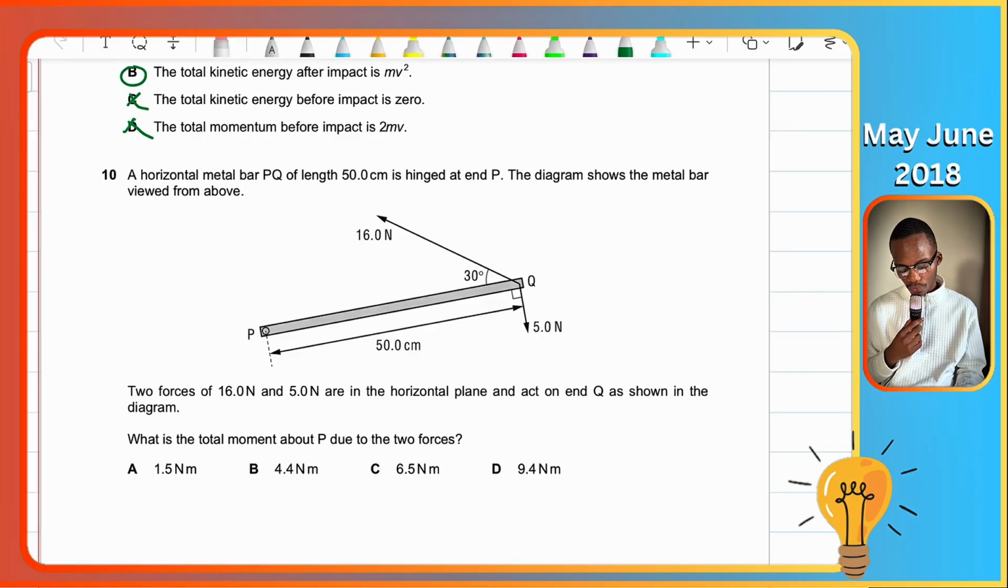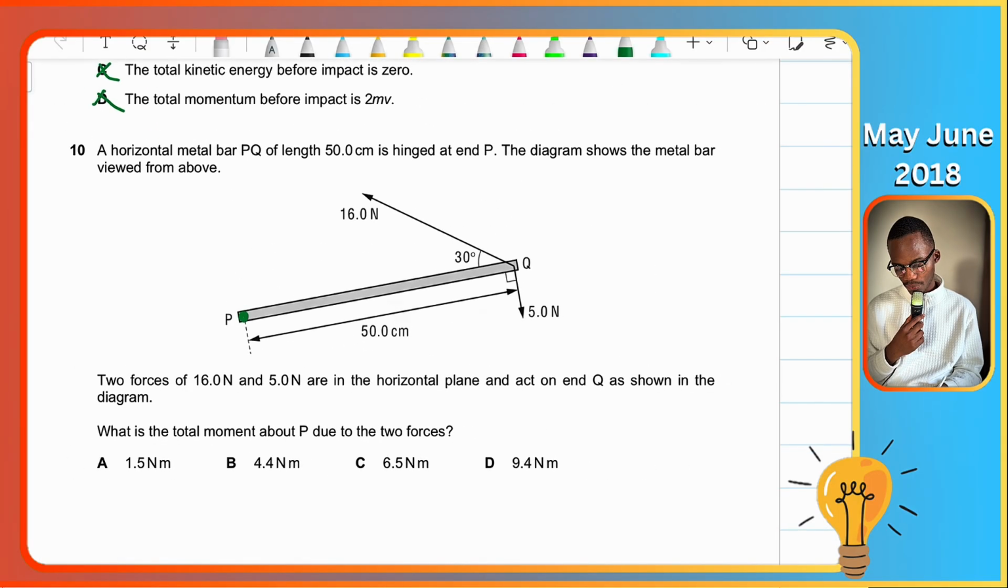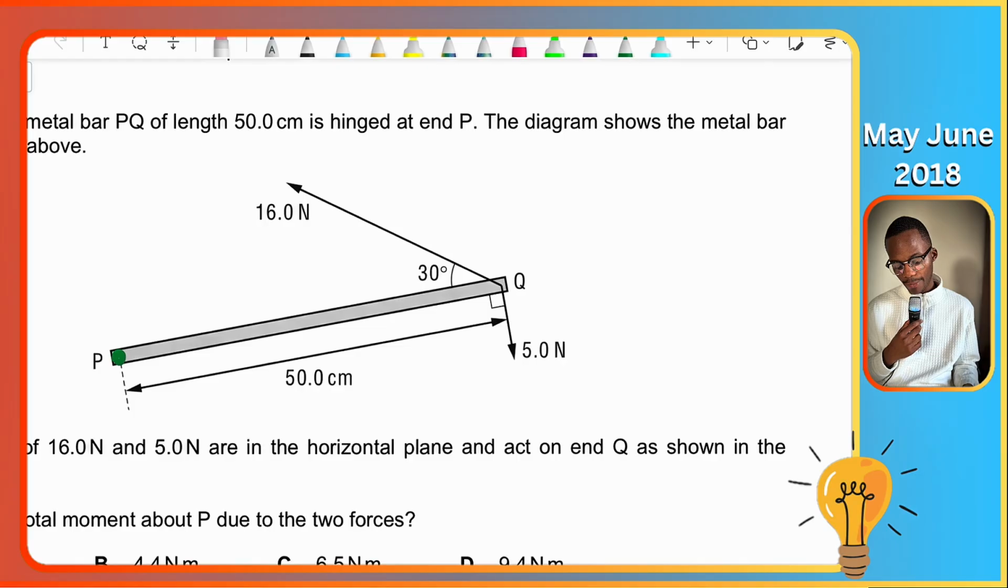Question number 10. We're given a horizontal metal bar, PQ, of length 50 centimeters that is hinged at this specific point. Okay. The diagram shows the metal bar viewed from above. So we're looking at it and we're like, oh, that's our metal bar. Okay. So we have two forces, one of 16 and one of 5, and they act on the end Q. What is the total moment about P due to these two forces? Okay. Again, I'm going to resolve this 16 Newton force. I don't like how it's oriented. So I'm going to make it look like this.